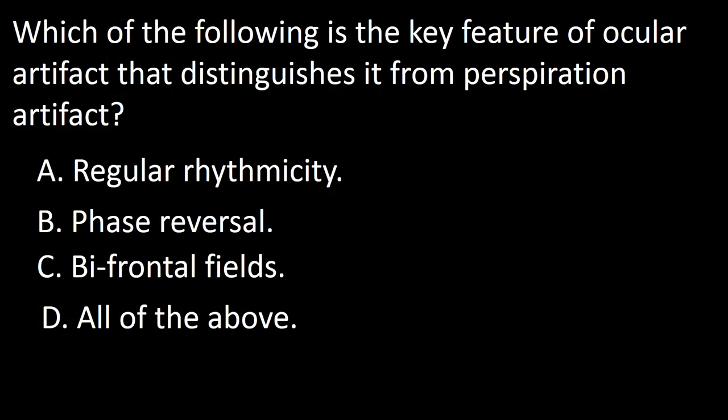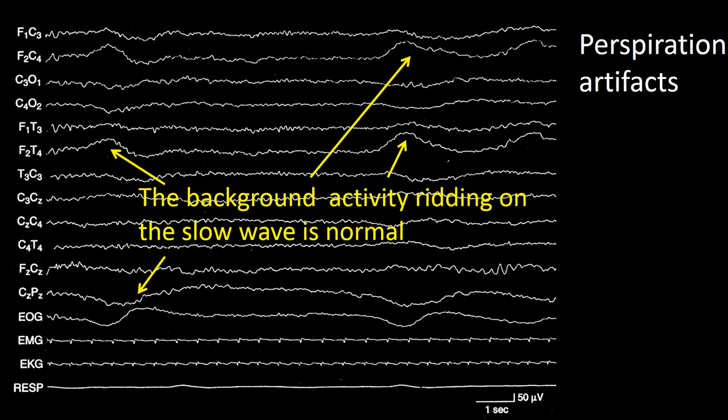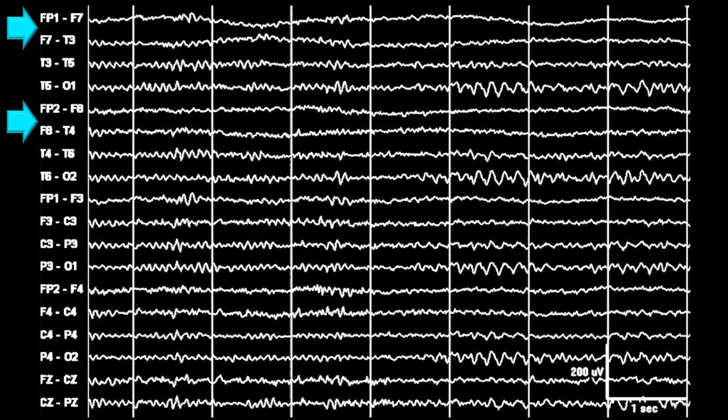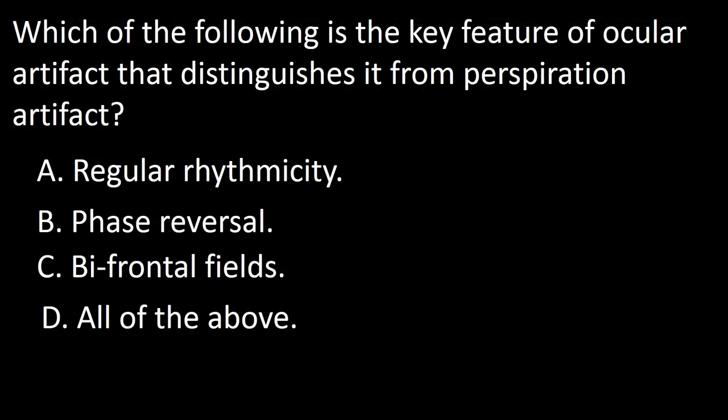Next question. Which of the following is the key feature of ocular artifact that distinguishes it from perspiration artifact? A, regular rhythmicity. B, phase reversal. C, bifrontal fields. D, all of the above. Perspiration makes the baseline wander illogically. Eye movement causes logical fluctuations in the prefrontal-frontal derivations. So the answer to this question is D.